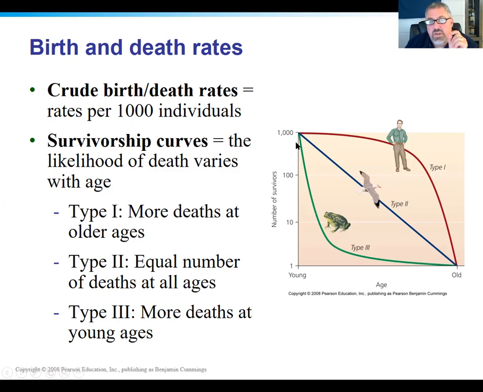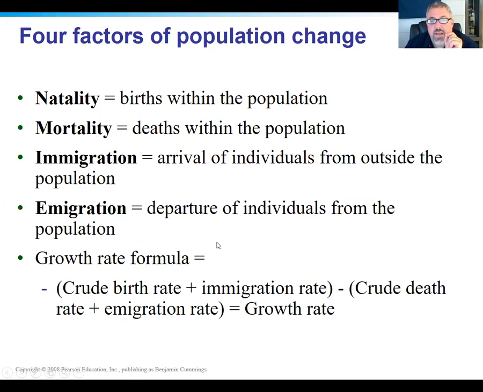And one thing that we need to also take into effect is immigration and emigration. And so when we're dealing with that, natality is the number of births, mortality is the number of deaths in the particular population that we're talking about over a period of time. Immigration and emigration. Immigration is coming in. Emigration is going out. And so in order for us to understand what our growth rate is of a population, we have our crude birth rate plus our immigration rate. So birth coming in minus death going out. And that gives us our overall growth rate. Pretty simple to think about it.